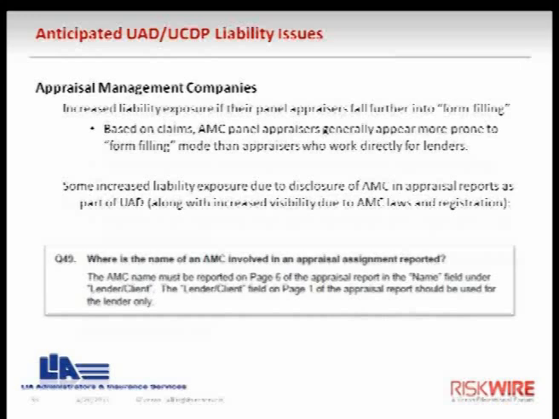that as part of this UAD implementation, appraisers are now going to be required to actually put the name of the AMC to identify the AMC near their signature on the appraisal form. I think Bill showed you a slide that showed where the AMC will be identified, and Fannie Mae makes this point clear in a fact sheet that they issued with their UAD information, and in that fact sheet, Fannie Mae said that the AMC must be reported on page 6 of the appraisal report in the name field under lender client.